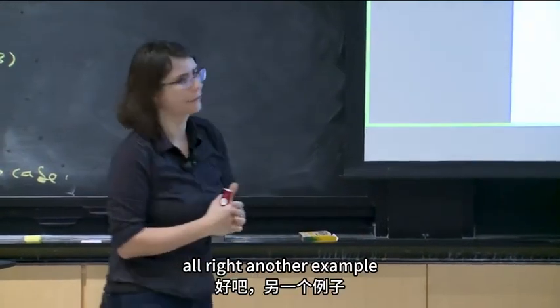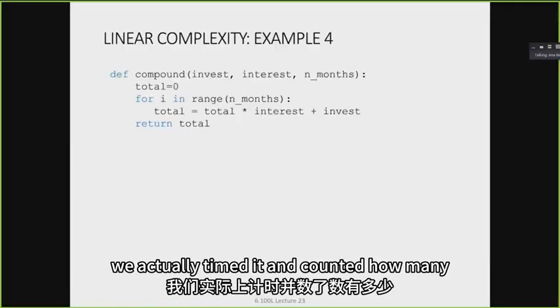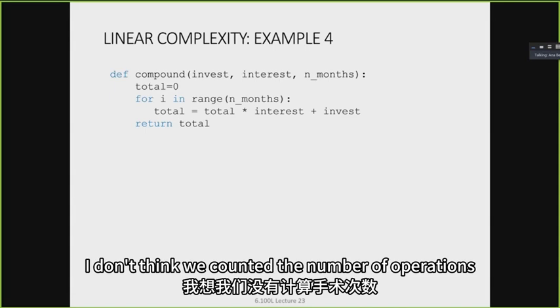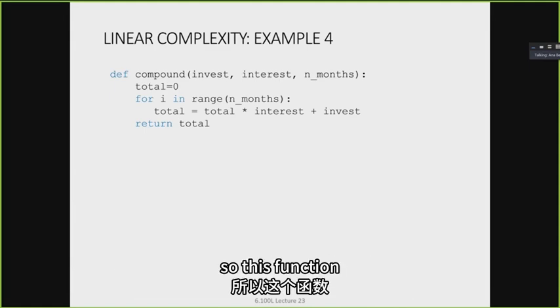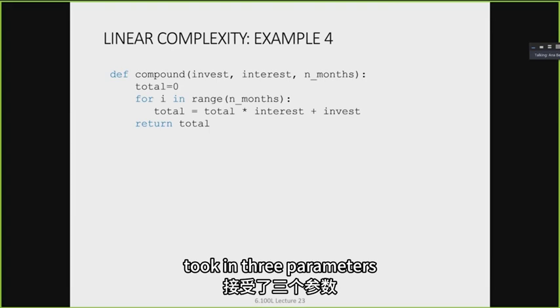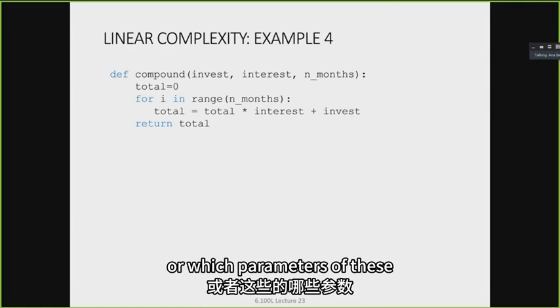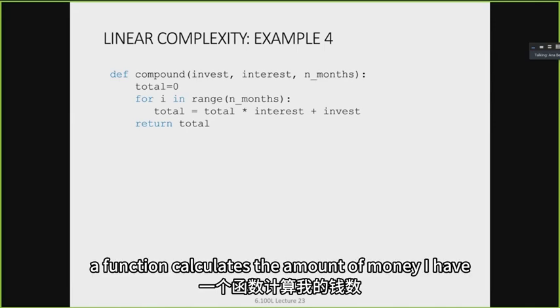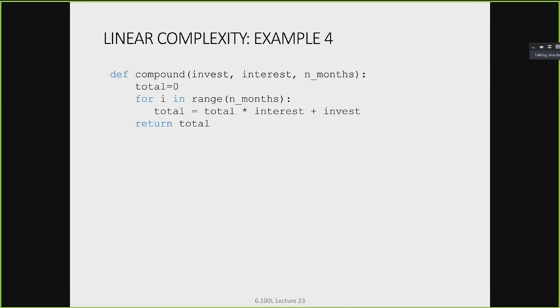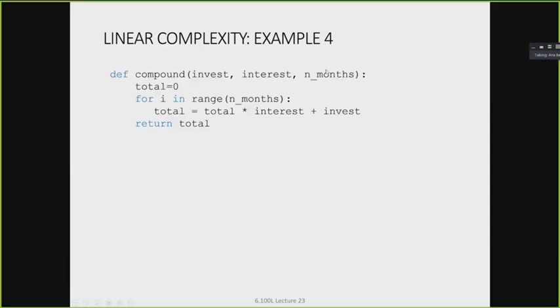All right, another example. This is compound. We saw this last lecture. We actually timed it, and I don't remember if we counted the number of operations, but we definitely timed it. This function took in 3 parameters, so we have to be careful which of these parameters actually contribute to my complexity. This function calculates the amount of money I have if I invest some monthly amount at some monthly interest over some number of months.